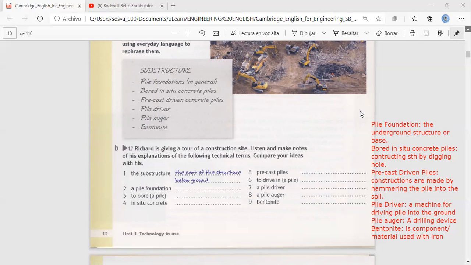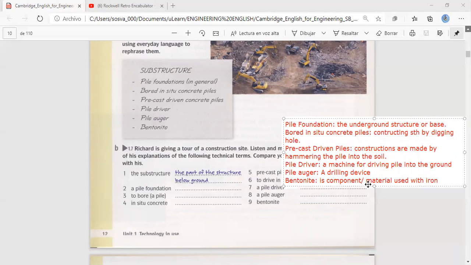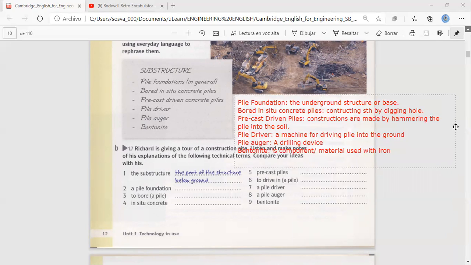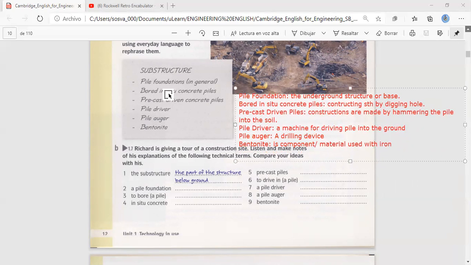For example, the substructure. Well, he said to the people that the substructure is the part of the structure below ground. That means underground. So let's listen to Richard and his explanation. Maybe he has different points of view or different ideas in how to explain them. So listen carefully. I'm going to play the audio. Let's go ahead.